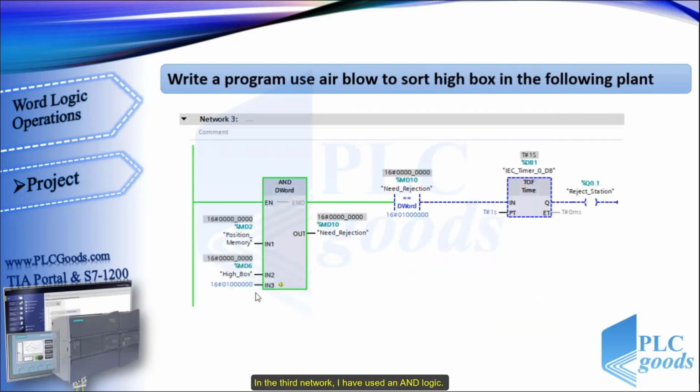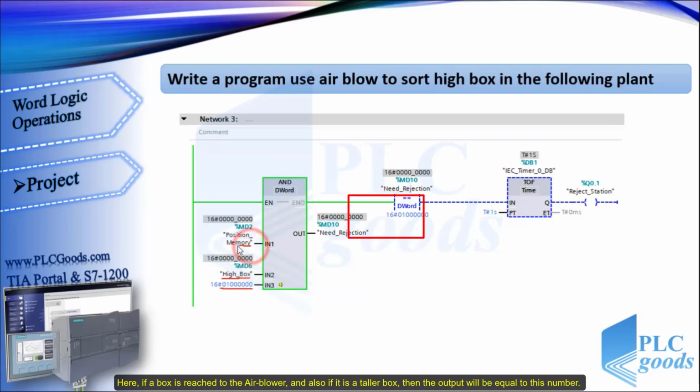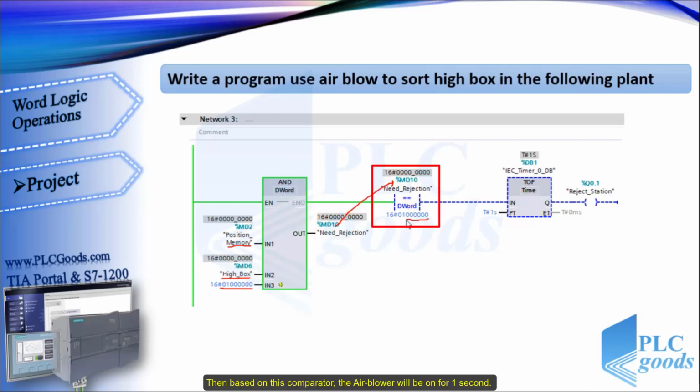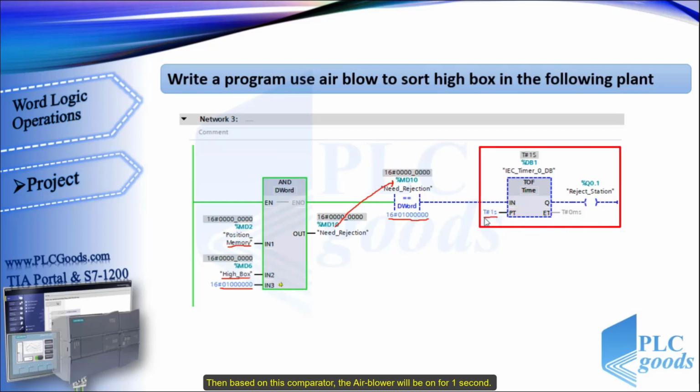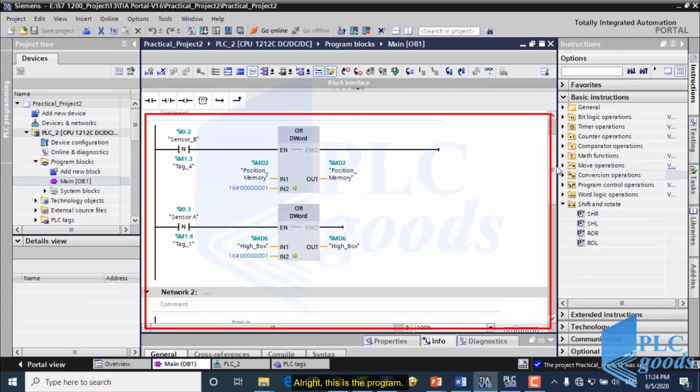In the third network, I have used an AND logic. Here, if a box has reached the air blower and also if it is a taller box, then the output will be equal to this number. Then, based on this comparator, the air blower will be on for 1 second. Alright, this is the program.